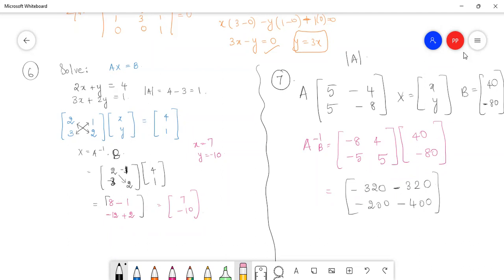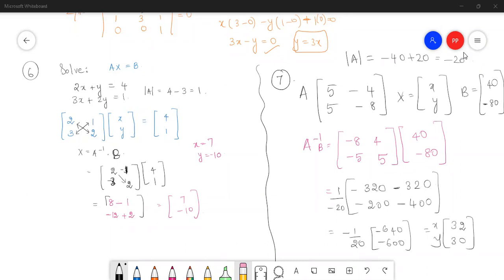But we haven't found the determinant. Determinant is equal to -40 plus 20, just -20. So I have 1 by -20 of this. So this is 640 by... I'm getting 32 and 30. Okay, 32, 30. Divya, Amruta, sign checked. Kadir correct, Lavanya sign, Artana correct, Aditya yes, Kavya yes.